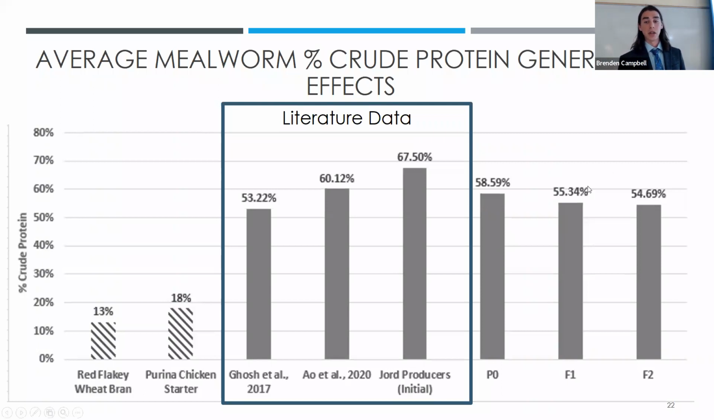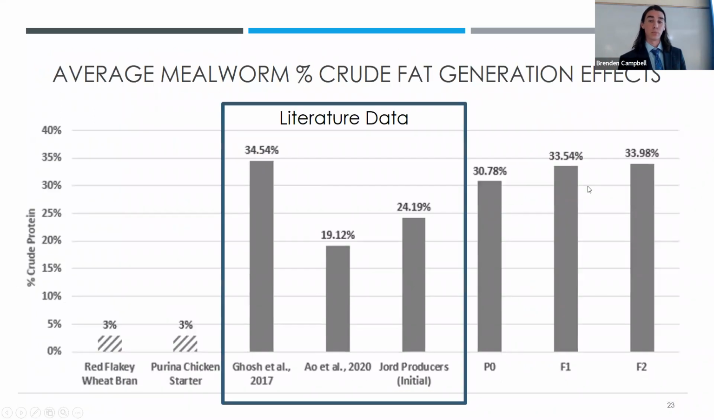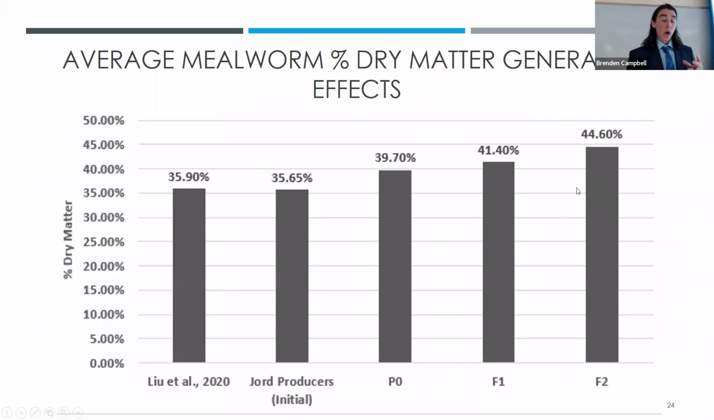And that is consistent for both the percent crude protein and percent crude fat, as well as the percent dry matter. A trend of the parental being statistically different of a generation to the F1 and F2, which are statistically similar to each other. Thank you.